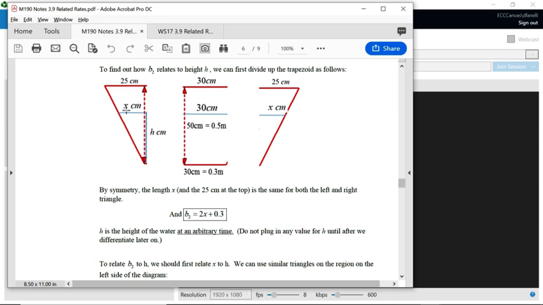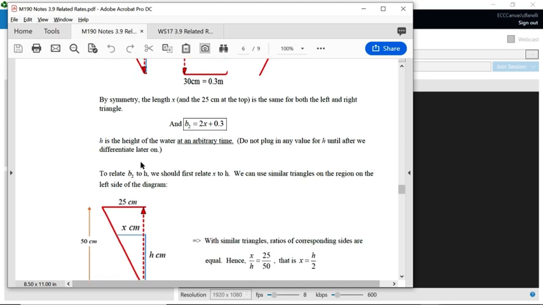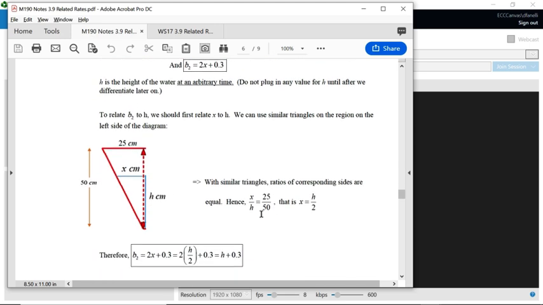Okay, so we have x over h equals 25 over 50 then, if we keep this in centimeters. In meters it would be x over h equals 0.25 over 0.5. We'll get the same ratio. In the end, x is to h as 25 is to 50 by similar triangles. And so we're able to get x in terms of h. So this is h over 2.